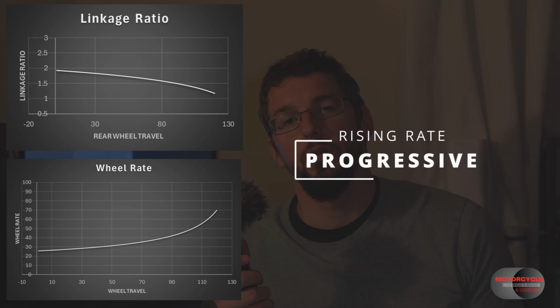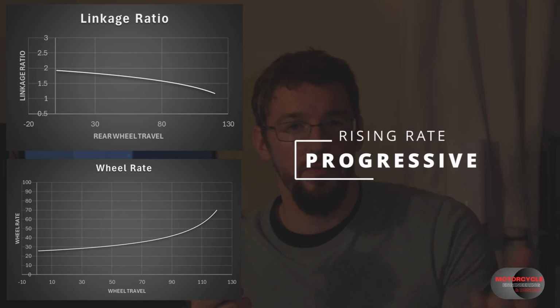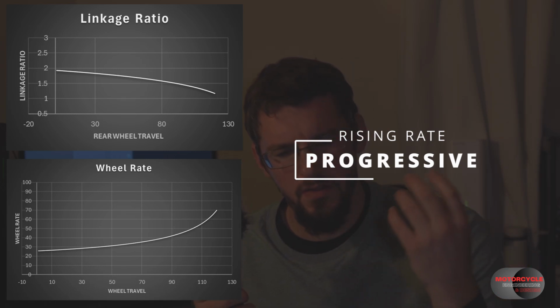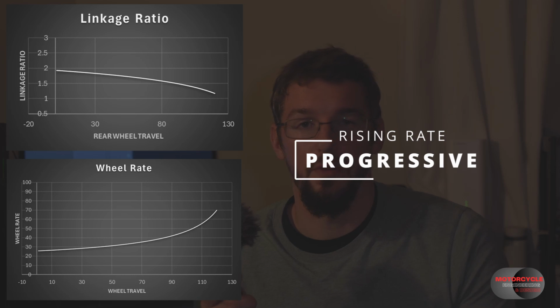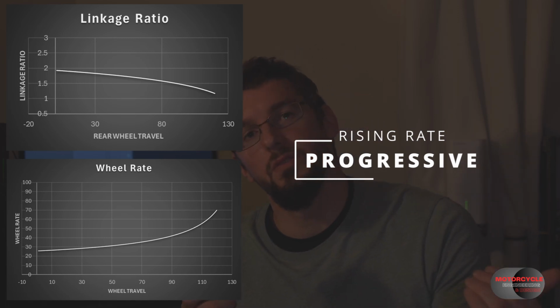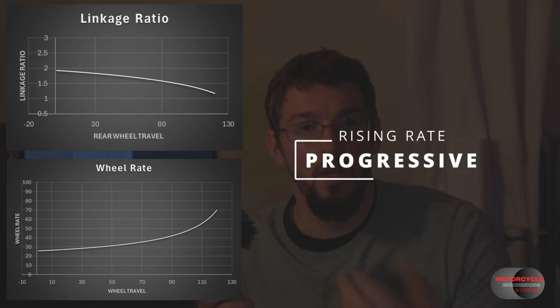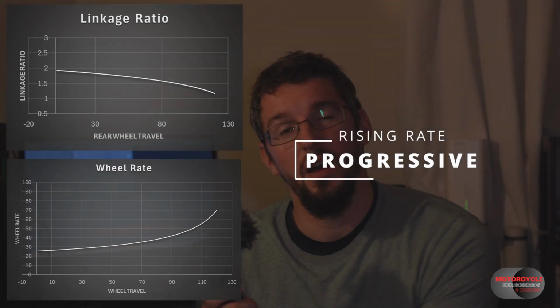I think that's an important thing to understand. So if you have a high linkage ratio, we're going to get a lot more travel in the rear wheel than we are in the rear suspension unit, which is going to give a kind of softer feel. So that means that with a progressive linkage ratio, we're going to start with a softer suspension, and that's going to help to absorb those smaller bumps in the roads. And then as we go deeper into our range of travel, that's when it's going to get stiffer and harder to prevent us from bottoming out the suspension.